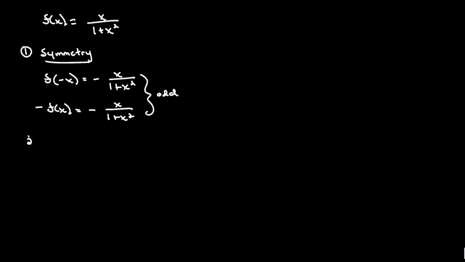Okay, part 2 is we need to look for any issues where the denominator is 0. Well, that's not the case here, because the only way to make this 0 is for x squared to be negative, and that's clearly not possible. So no vertical asymptotes.